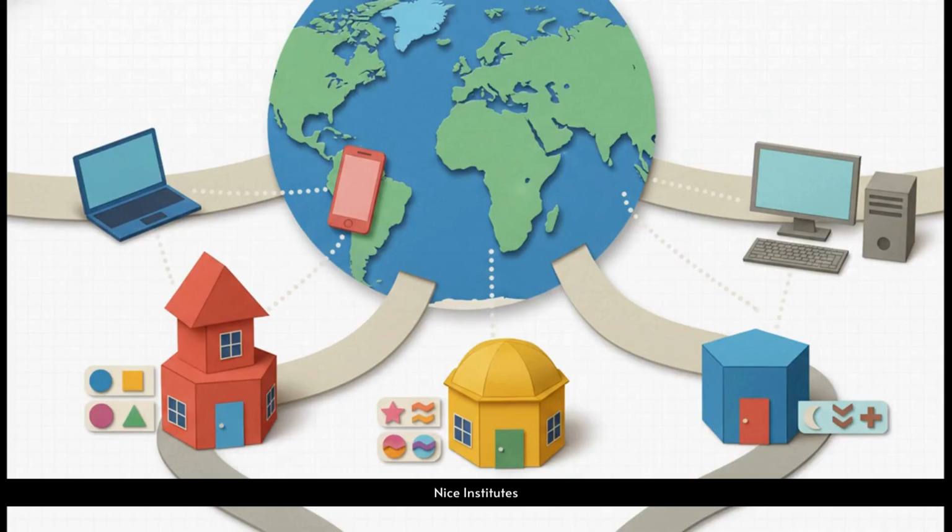Now, to make this whole global city actually work, every single device connected to it needs its own unique address, just like a house on a street. We call this an IP address. It's a unique string of numbers, something like 110.22.33.114, that tells the entire network exactly where to send and receive information for your specific device.